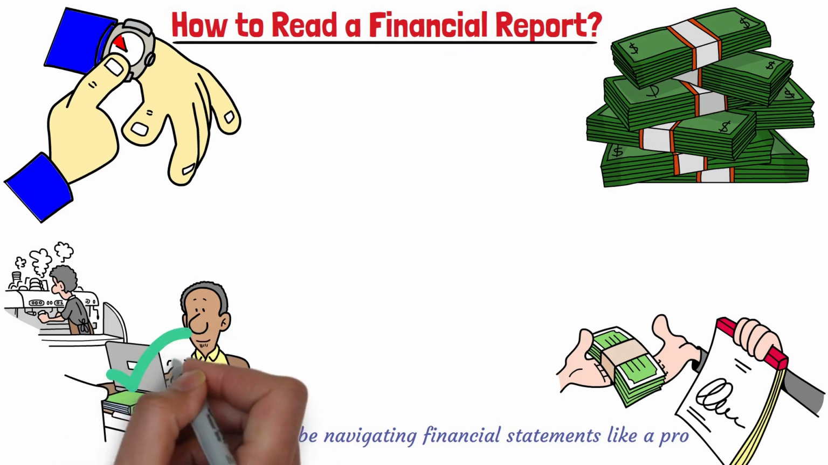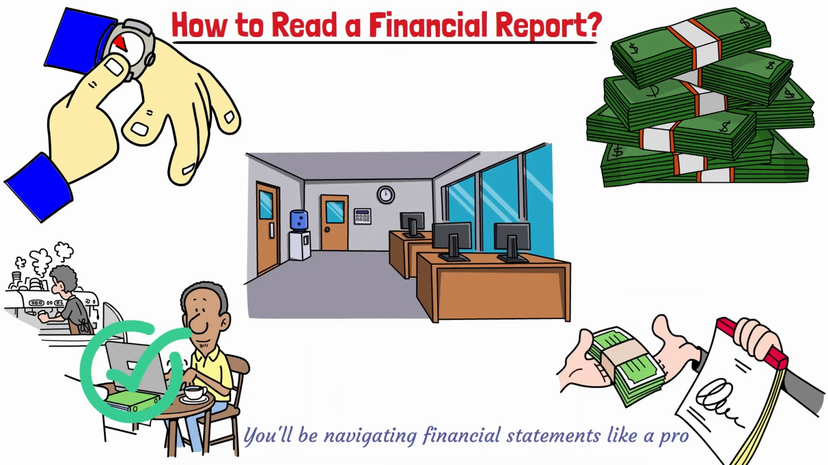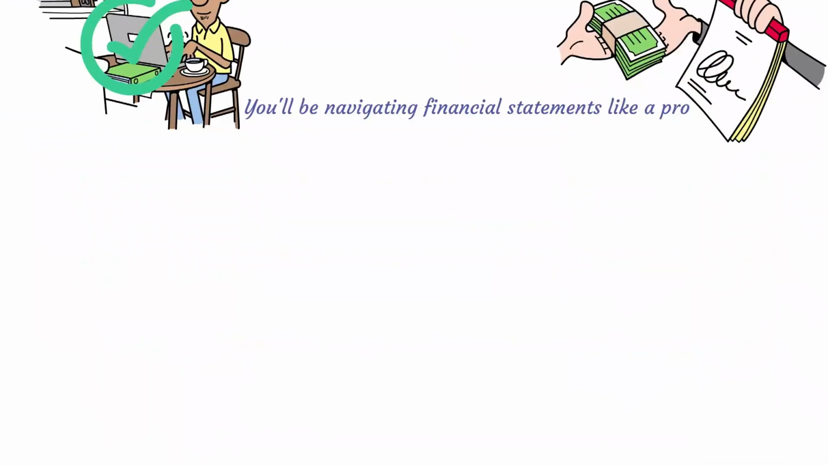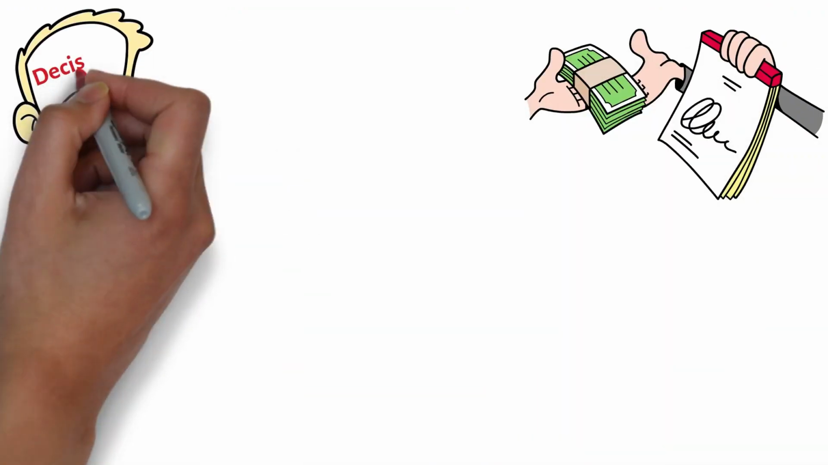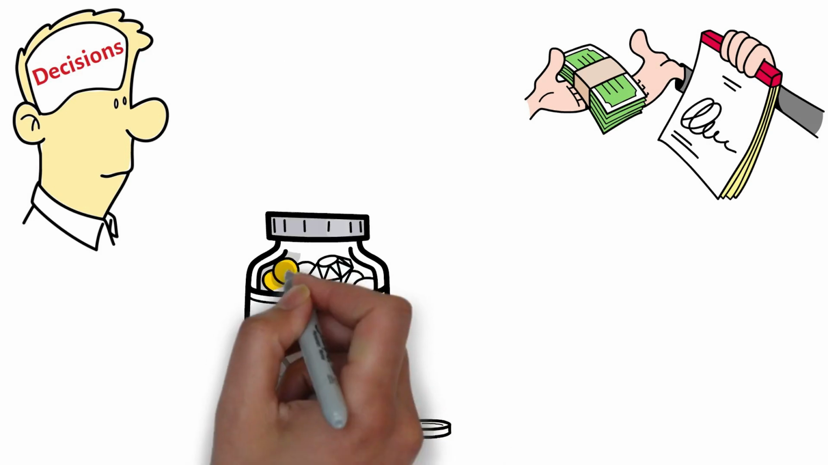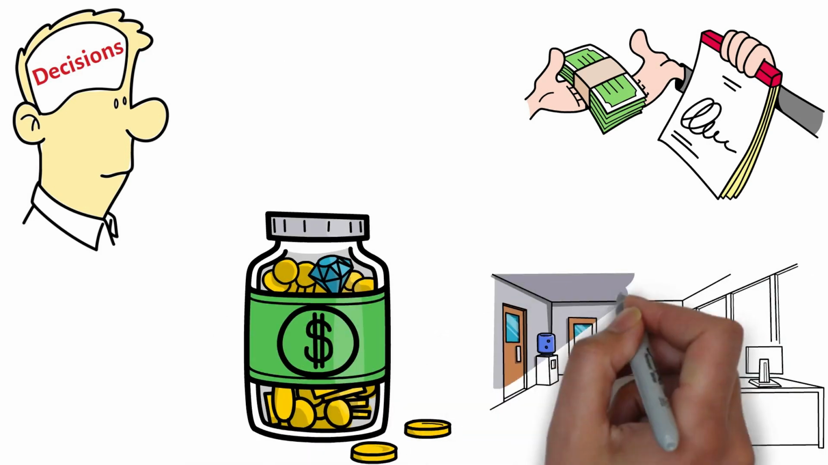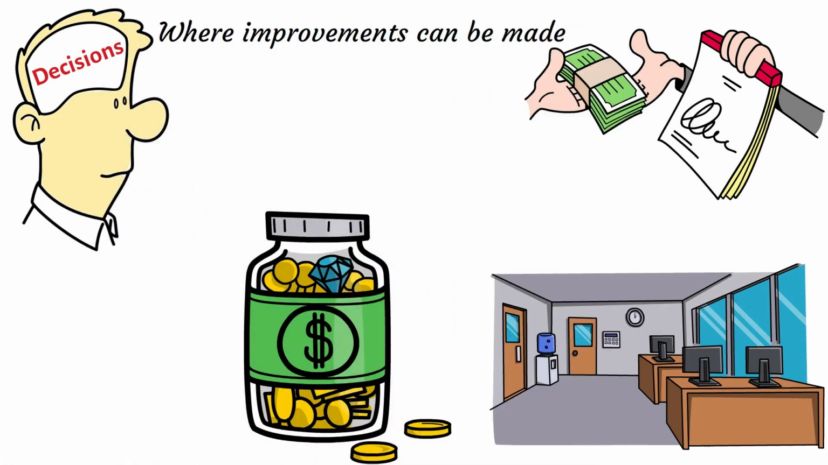Financial reports are like the pulse of a business. They tell us how well a company is doing financially, where its money is coming from, and where it's going. For investors, they're essential for making informed decisions about where to put their money. For managers, they provide insight into how efficiently the company is operating and where improvements can be made.